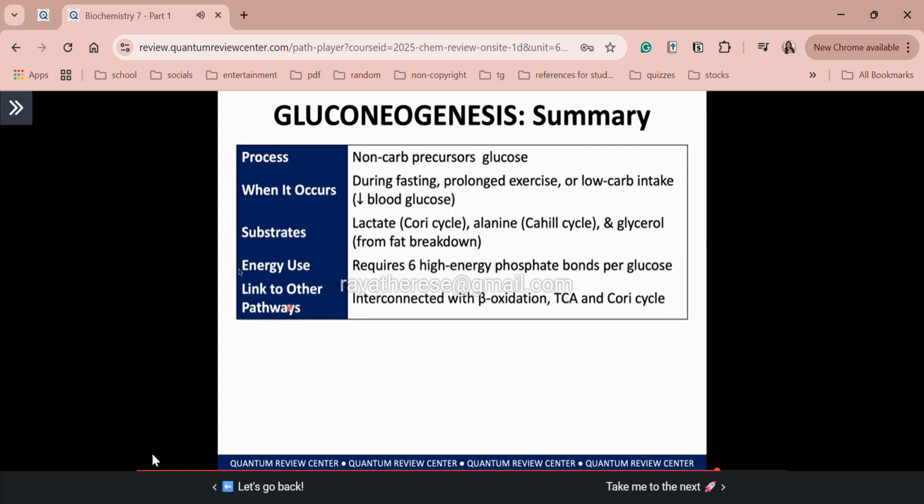Alright, so for the link to other pathways, we have beta oxidation, TCA, and Cori cycle. Diba, TCA is with your oxaloacetate intermediate. Cori cycle is with your lactate as our initial substrate. And of course, the beta oxidation, we will see it in our discussion on lipid metabolism.